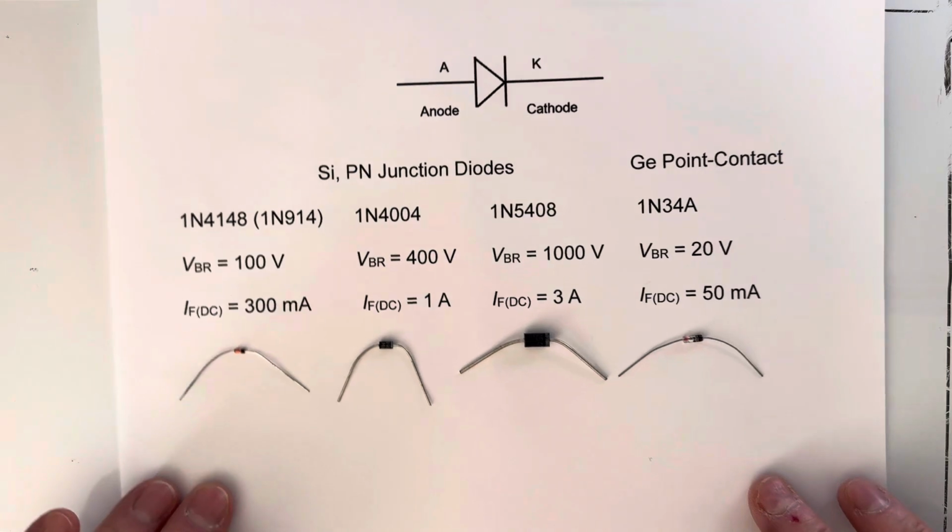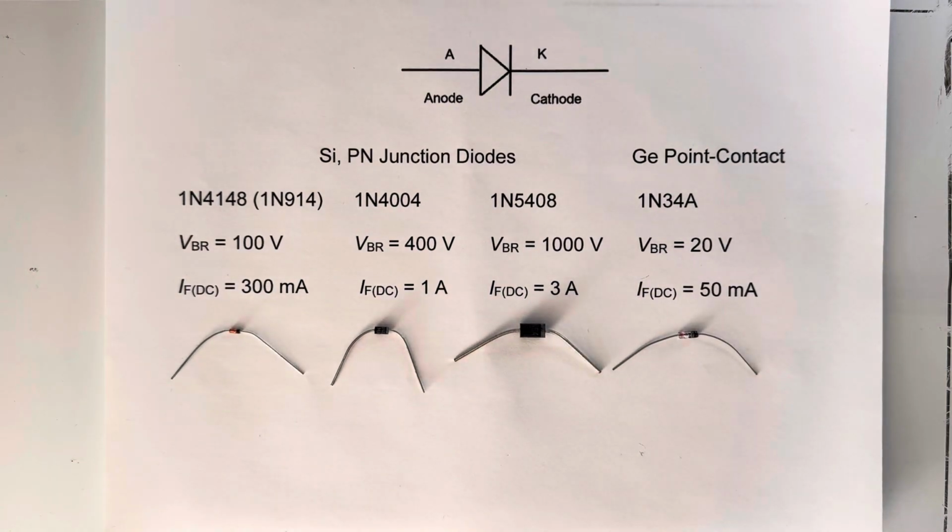All right, in front of us, we see a collection of diodes and some specifications relating to them. Starting at the top, we have the schematic symbol for a diode. The left-hand side is the anode, the right-hand side is the cathode. And in a nutshell, the function of a diode is to allow current flow in one direction while blocking it in the other.